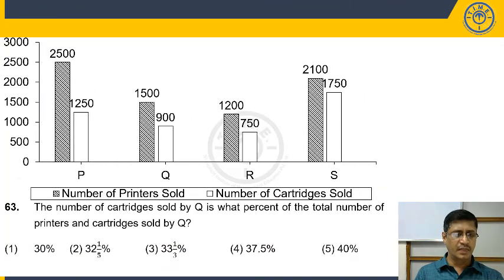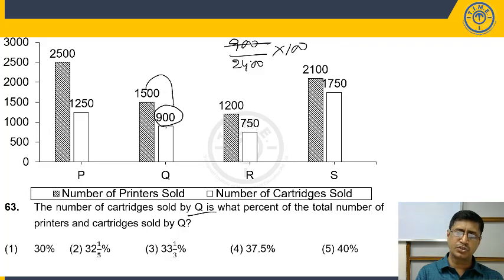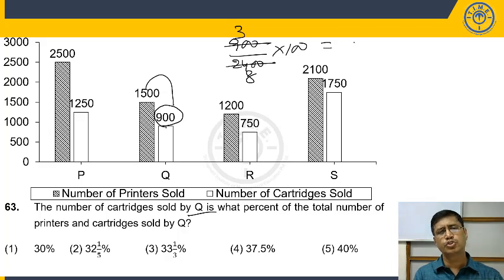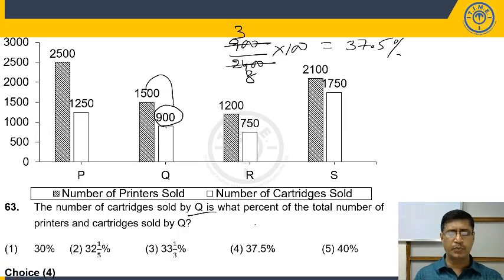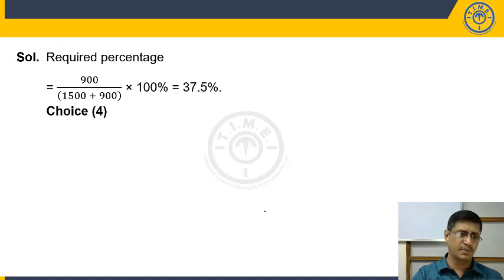Question number 63. The number of cartridges sold by Q. Sold by Q means this is the cartridges. Sold by Q is what percent of the total number of printers and cartridges sold by Q? Sum of these two. So what we need to find? 900 upon 900 plus 1500. It is 2400 into 100. Now zeros to zeros you can cancel. 3 by 8. 1 by 8 means 12.5, so 3 by 8 means 37.5%. Right choice, option number 4. The fourth choice is the answer for this question.